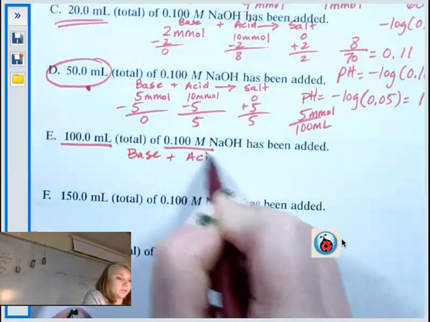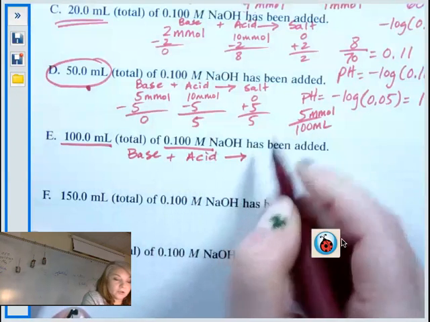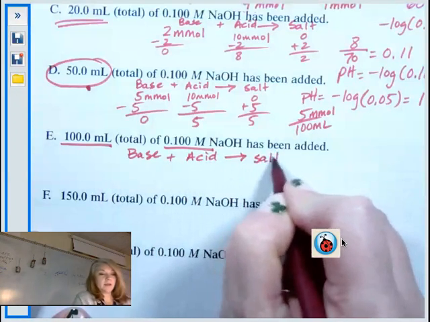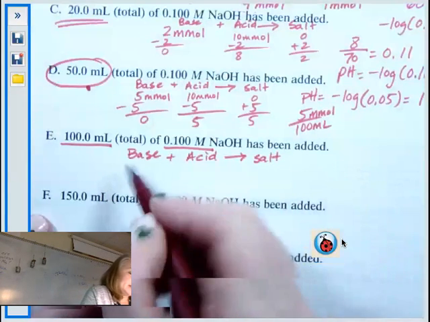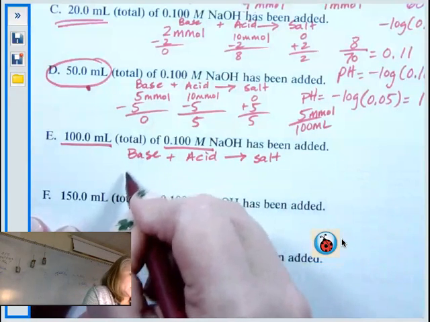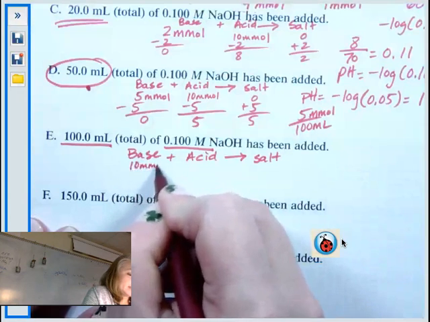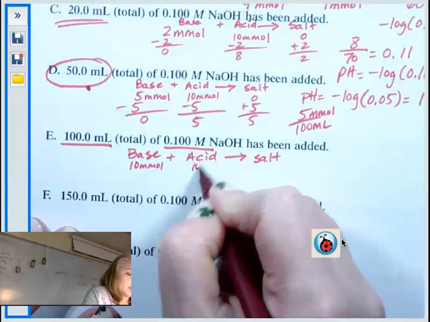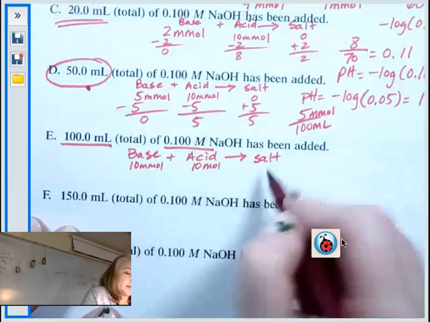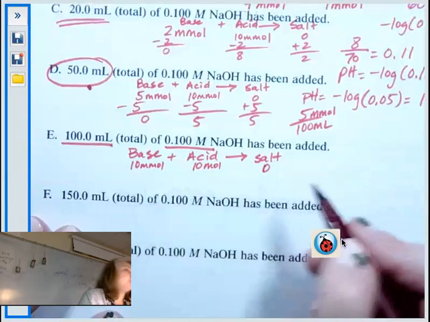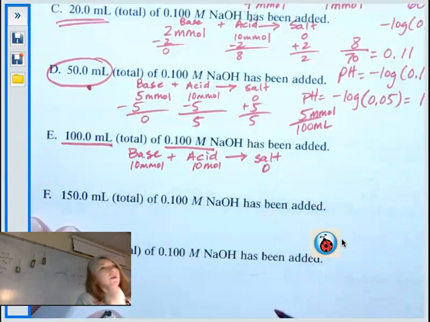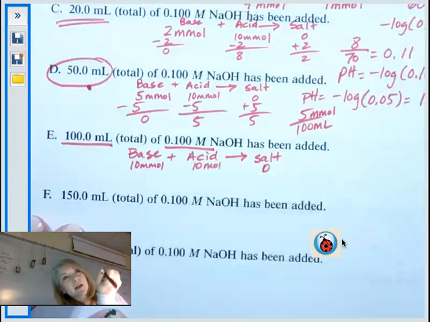Okay, good. Your total volume is 150, Jamari. Good job. Okay, so the base this time, 100 times 0.1 is 10 millimoles. How much acid do you have? 10. Uh-oh. And the salt actually is going to be a neutral salt. So what did you say, Eli? It's going to be 7.